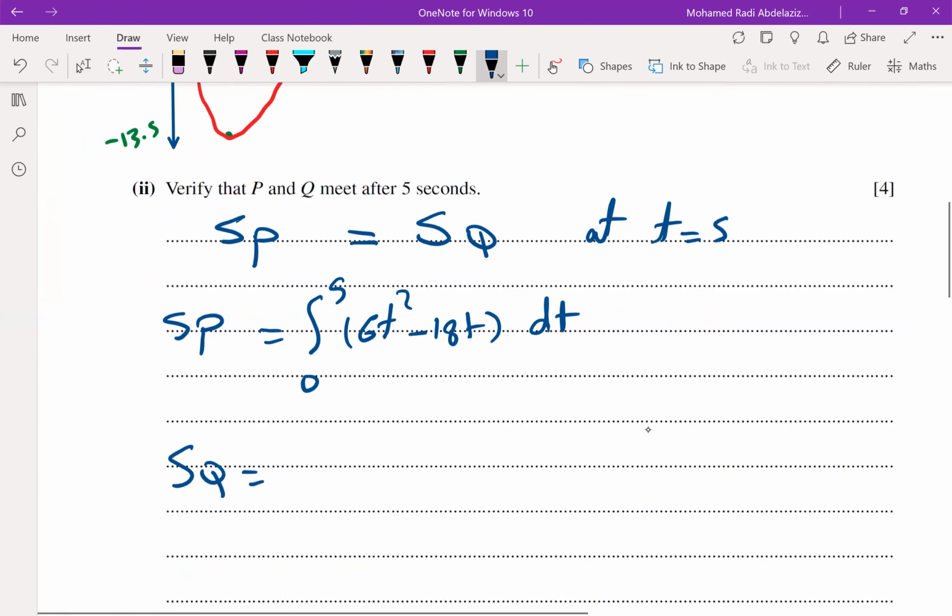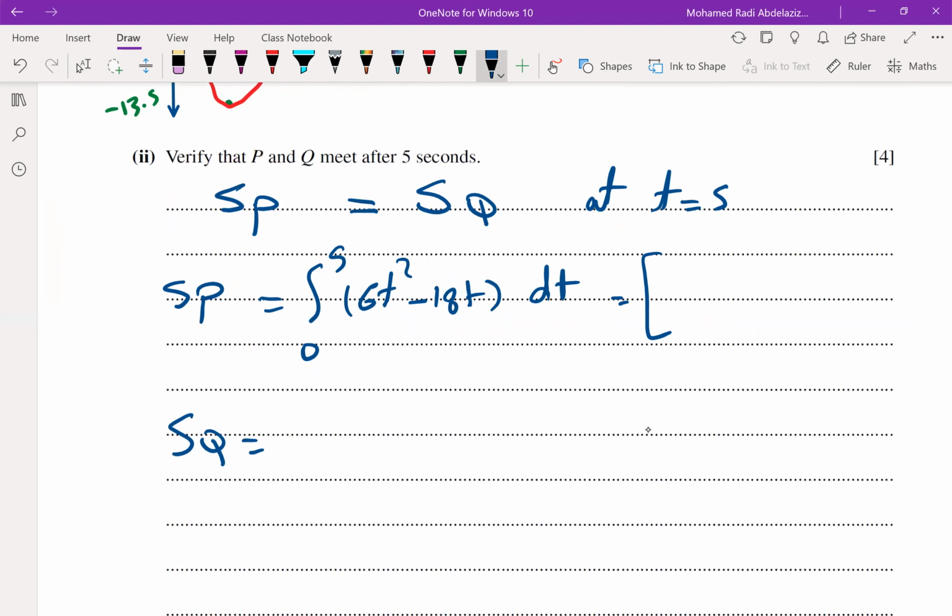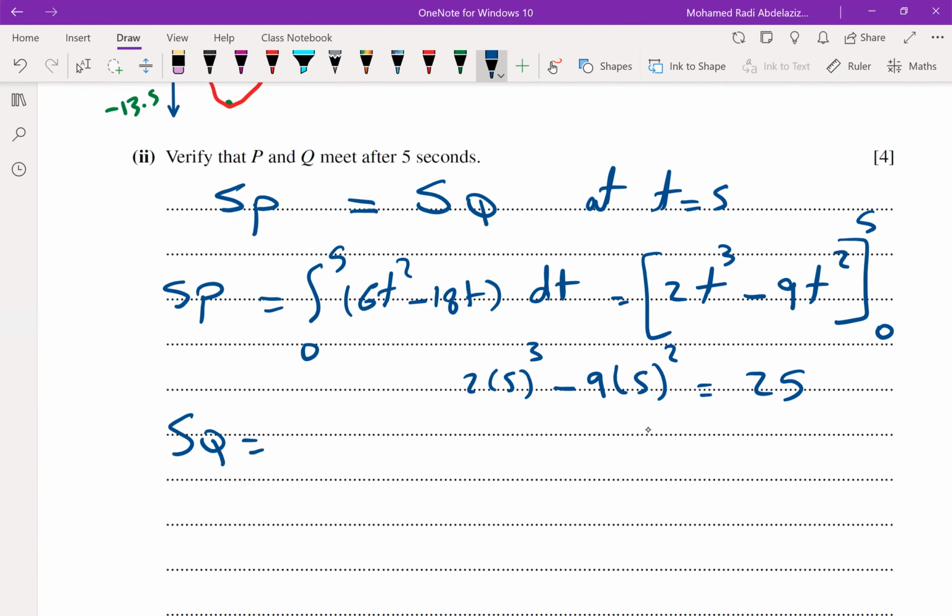6t squared minus 18t, then start to integrate: add 1 to the power, it will be 3, divided by the new power; 6 divided by 3 is 2. Minus t squared: we add 1, divided by the new power, is 9, from 0 to 5. Substitute by 5, then substitute by 0: 2 times 5 to the power of 3 minus 9 times 5 to the power of 2. So the displacement is equal to 25.